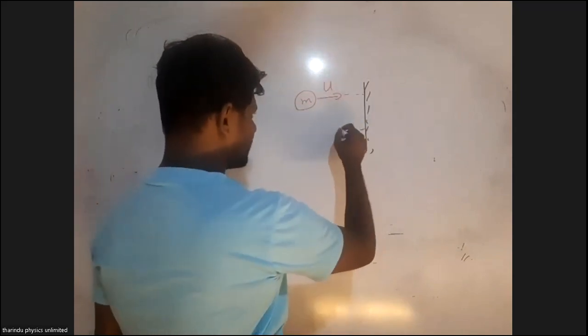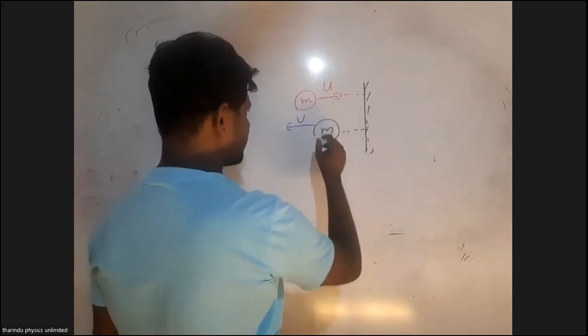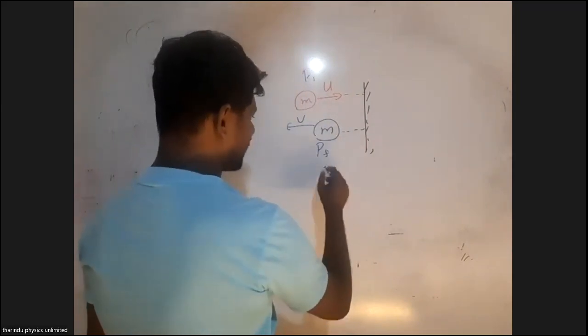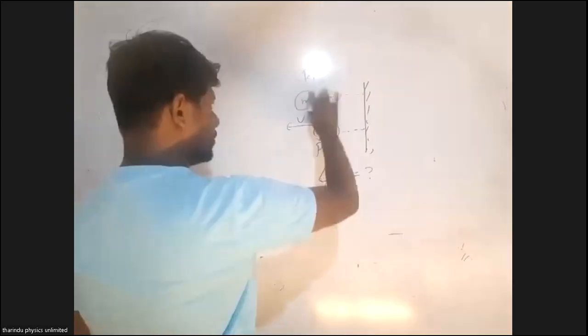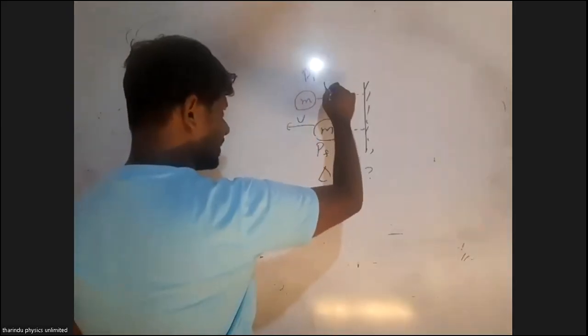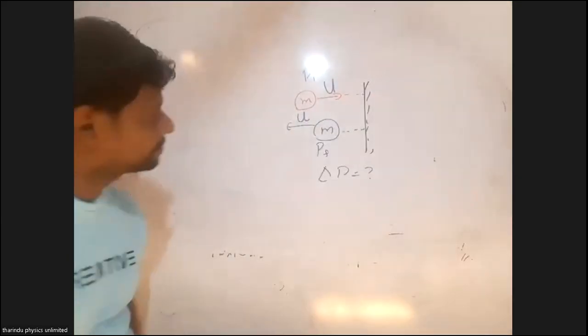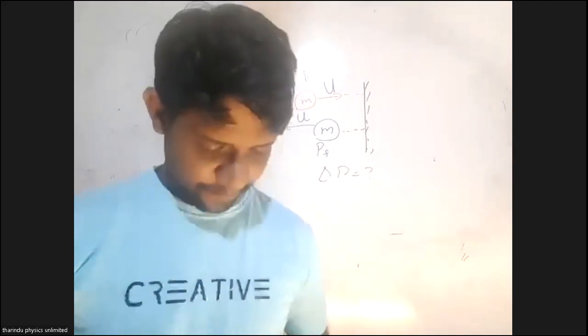Those who can understand this quickly, get your answer for yourself. This is Pi, this is Pf. I want to find out delta P. But it is not U and P. It is going to be like U, and this one is also U. Now try.